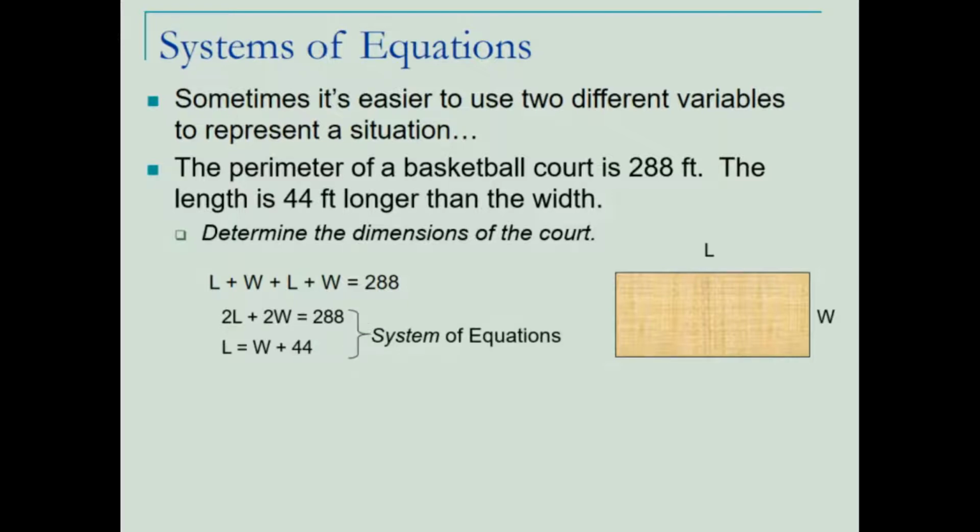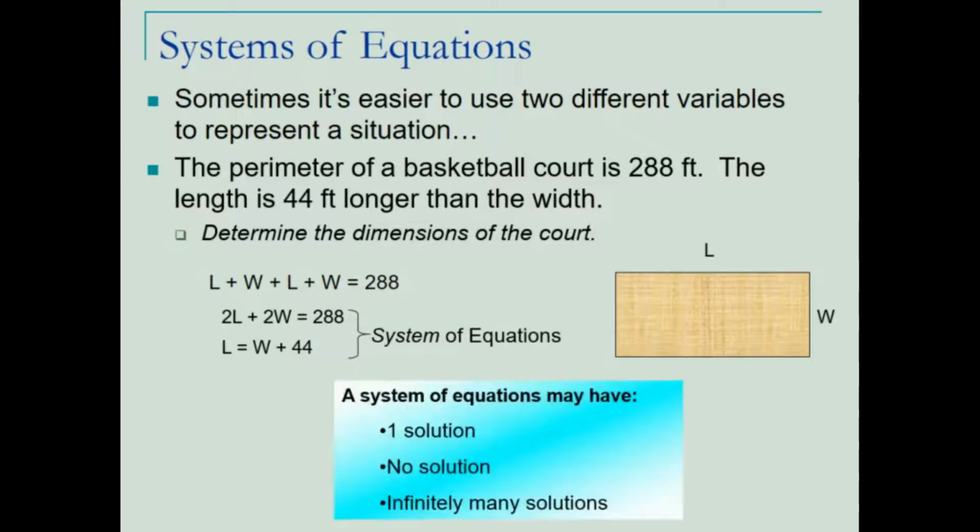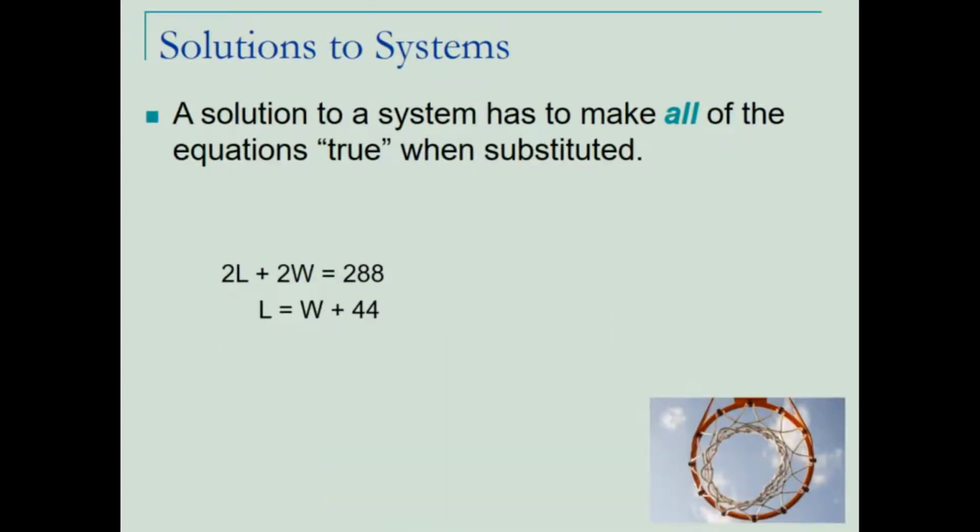A system of equations may have one solution, no solution, or an infinite number of solutions. A solution to a system has to make all of the equations true when substituted. And here we have our ordered pair, which typically we list the variables in alphabetical order unless stated otherwise. So looking for a solution, length and width, that satisfy both of these equations, let's run a trial.